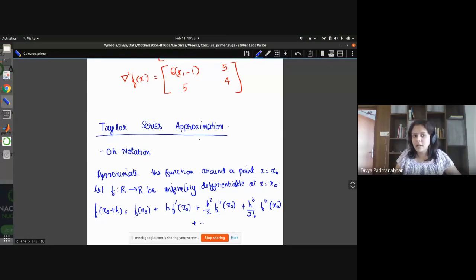This is going to come repeatedly in optimization because for many functions you don't know what happens later on, and you want to see how the behavior is around a local point. So that's when you go for the Taylor series approximation.